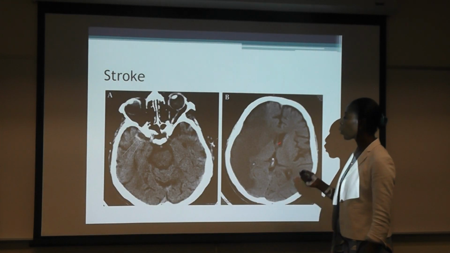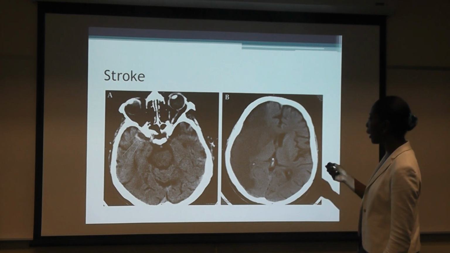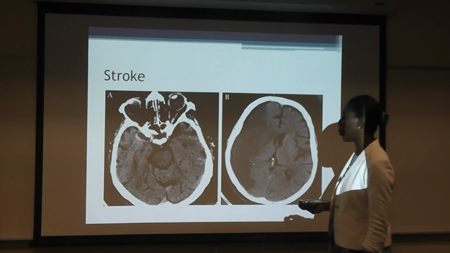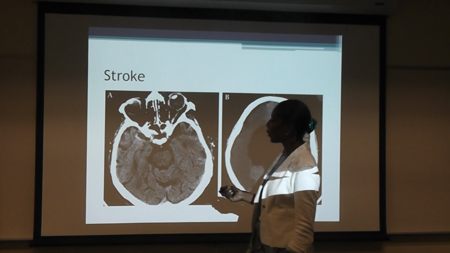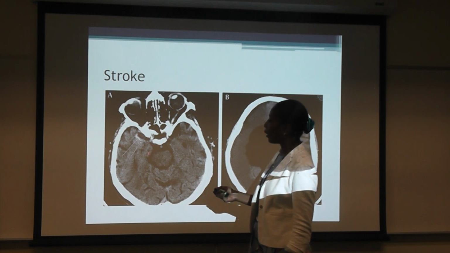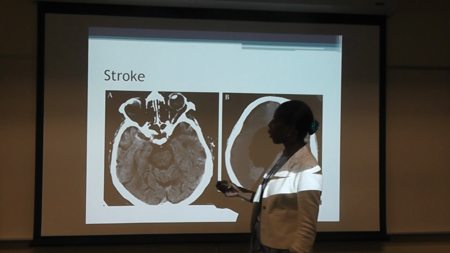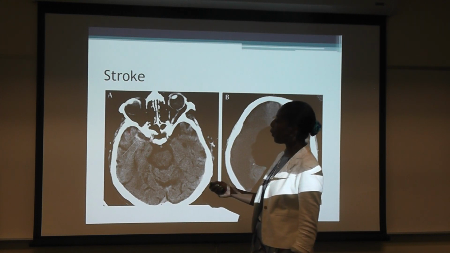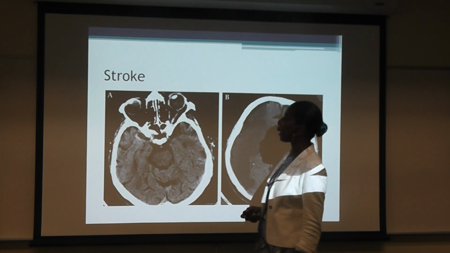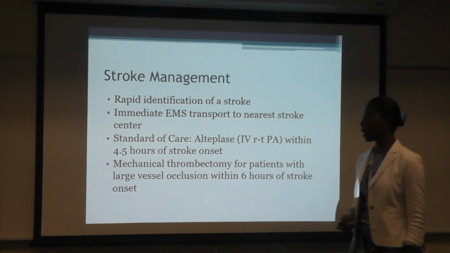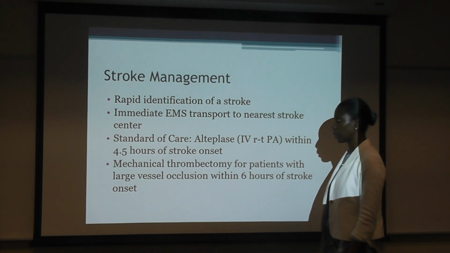So what a stroke looks like on CT: this dark area here is the area that doesn't have the perfusion. This area here is that clot in the vessel. And this right here, if you remember, is the middle cerebral artery coming off the ICA. So you have the middle cerebral artery going out here, and this is a middle cerebral artery clot here on the CT. That's just for information purposes.